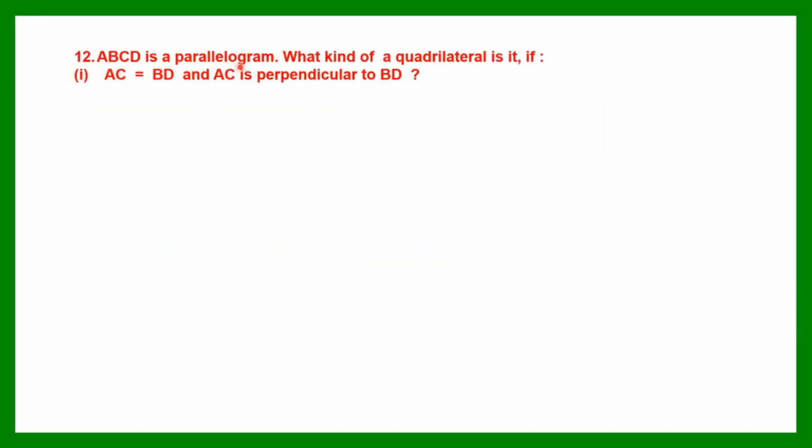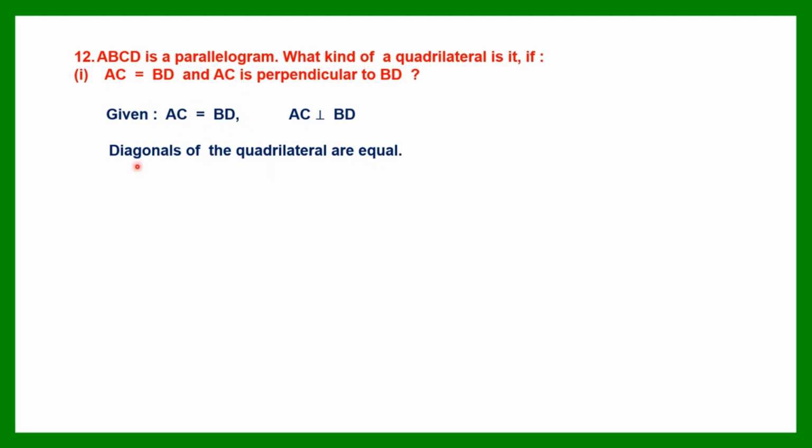Question 12. ABCD is a parallelogram. Now, what kind of a quadrilateral is it if AC is equal to BD? Now, AC and BD will be the diagonals of this parallelogram and AC is perpendicular to BD. So let's write what's given first. We've been given that the diagonals are equal and perpendicular to each other. Diagonals of the quadrilateral are equal, and they bisect each other at right angles. When you say they're perpendicular, that means they're meeting at right angles, at 90 degrees.